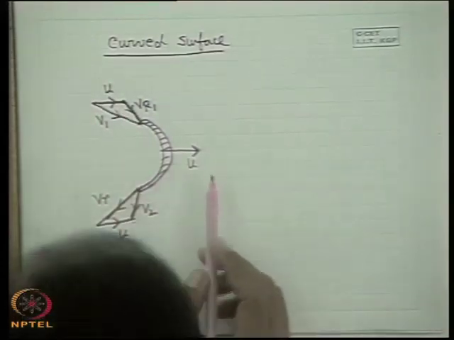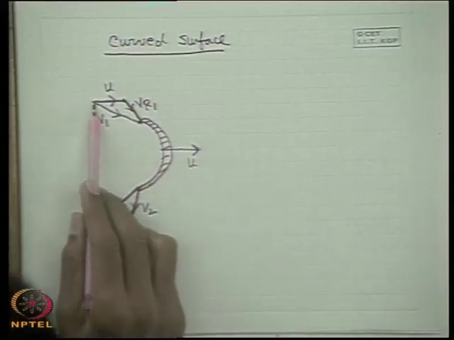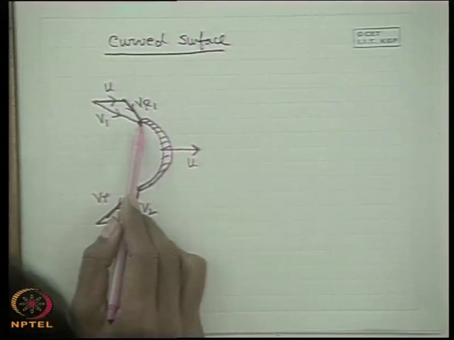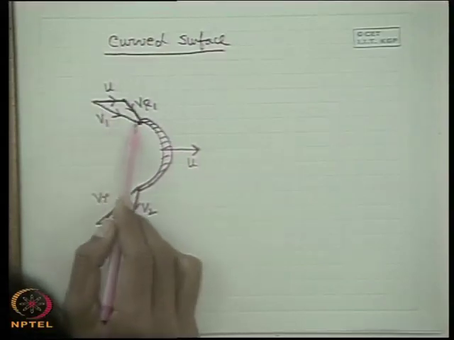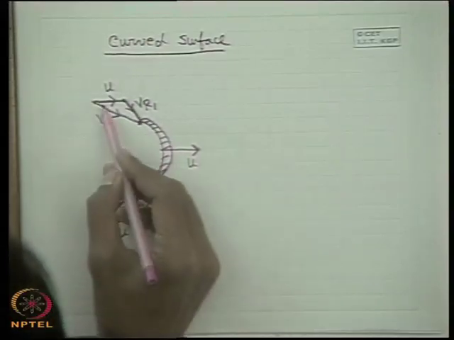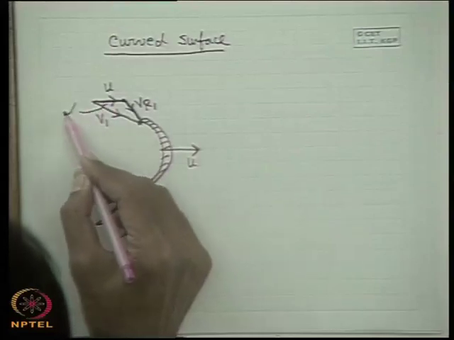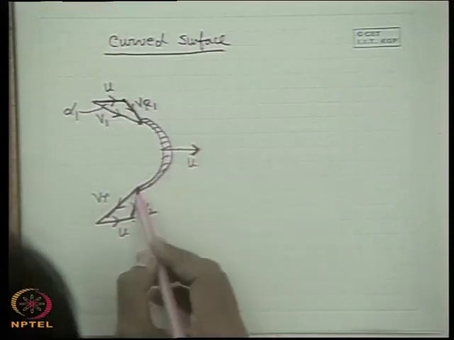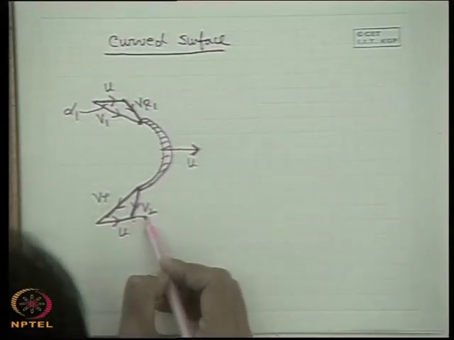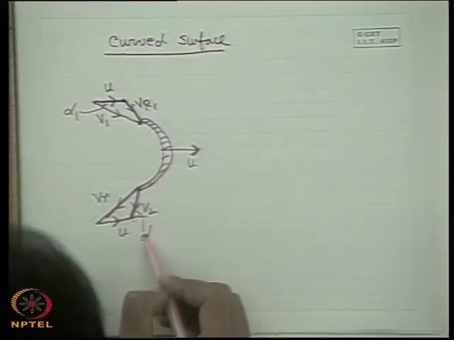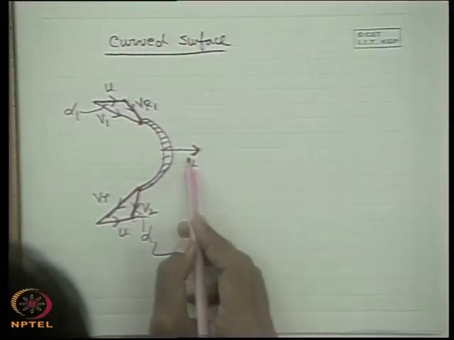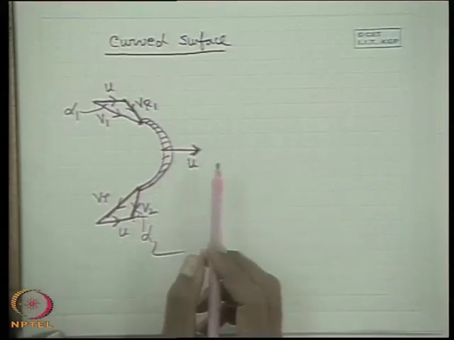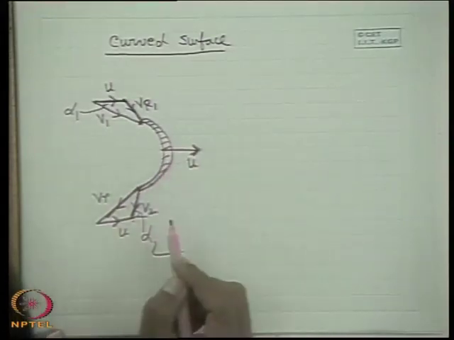So, let us first think of the problem in this way. A liquid jet impinges on this curved surface here with a velocity V1, which makes an angle, like this angle is alpha 1, with the direction of the motion of the curved surface, and comes out with a velocity V2 which makes an angle alpha 2 with the direction of the motion of the plate u. All right, and let us analyze the problem.